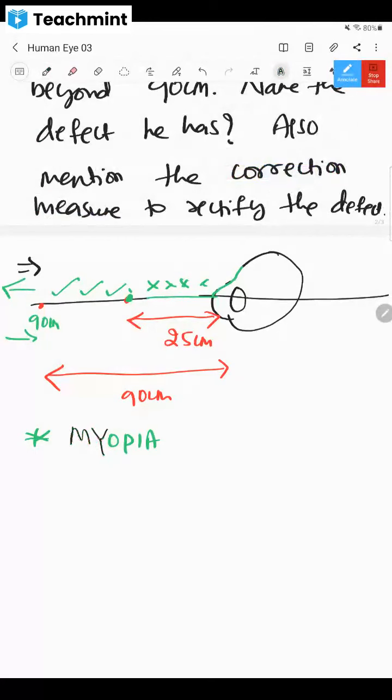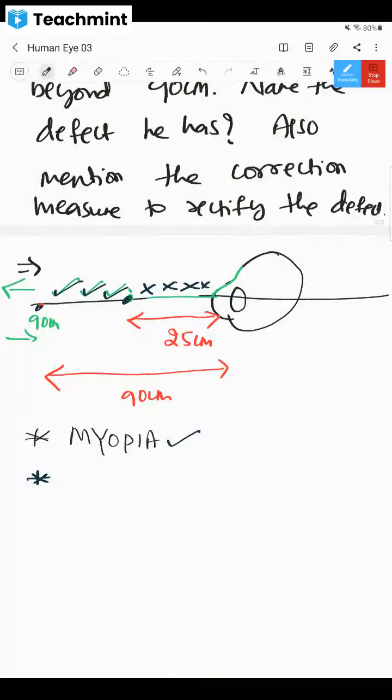That is for sure. He is having myopia because he is not able to see anything after 90 centimeter. Before 90 centimeter only his vision is there. Before 25 centimeter, nobody can see. After 25 centimeter he starts seeing, and up to 90 centimeter he can see. That means the far point is infinity, but it got shifted towards the eye, meaning he has myopia. Near sight is clear, but far sight is not clear.